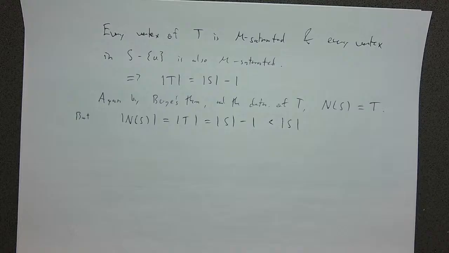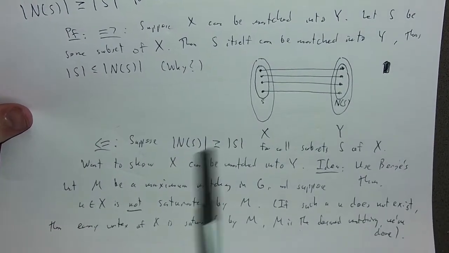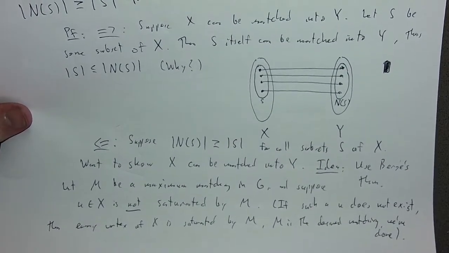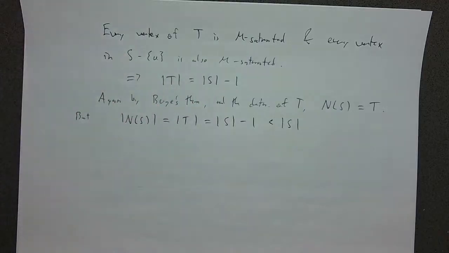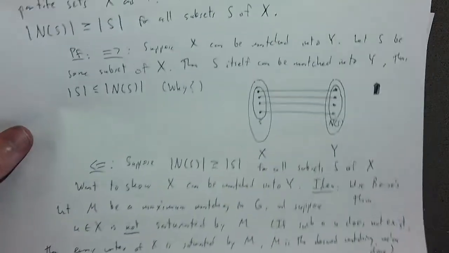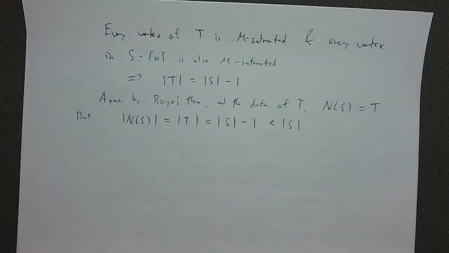But this is a problem. Why is this a problem? Because at the very beginning of this case, we supposed that the size of the neighborhood of S is greater than or equal to the size of S for all subsets S. We defined a subset S on the previous page. Doesn't matter how we defined it. I was told that any subset of X should satisfy this. So I supposed this was true for all subsets of X, and we found out that actually it's not. We get a contradiction here.